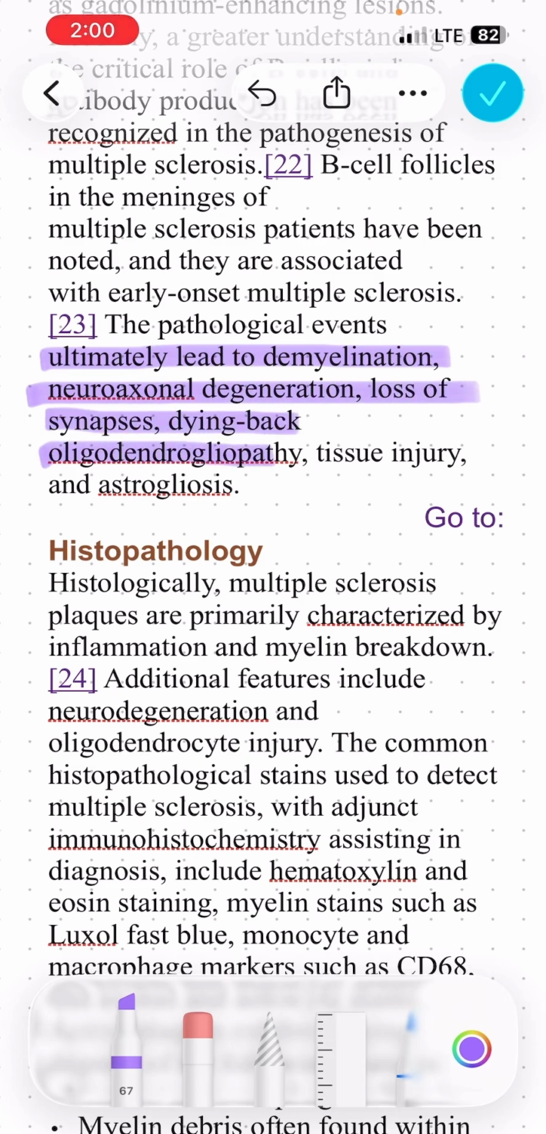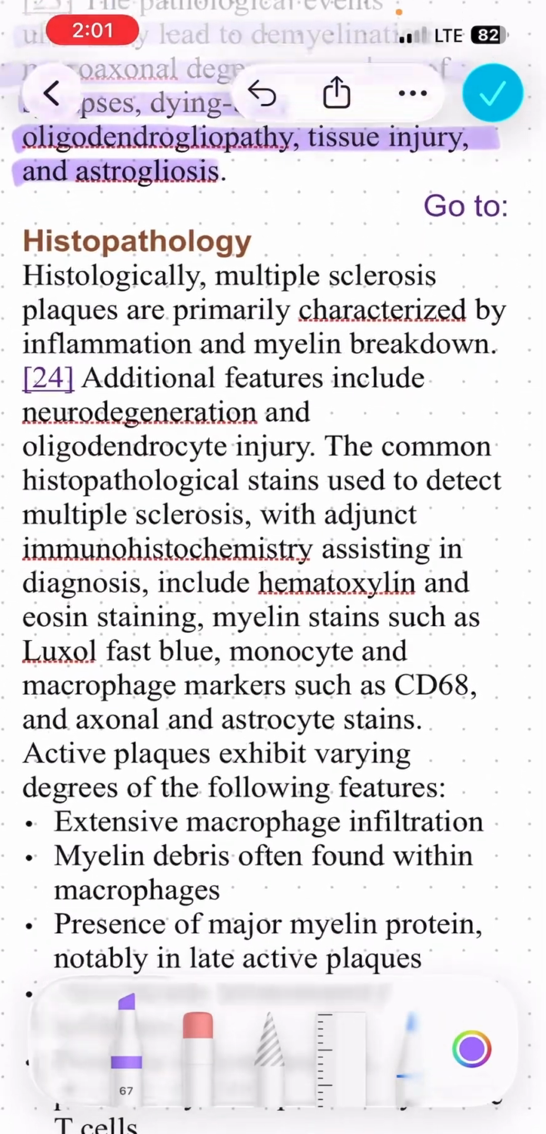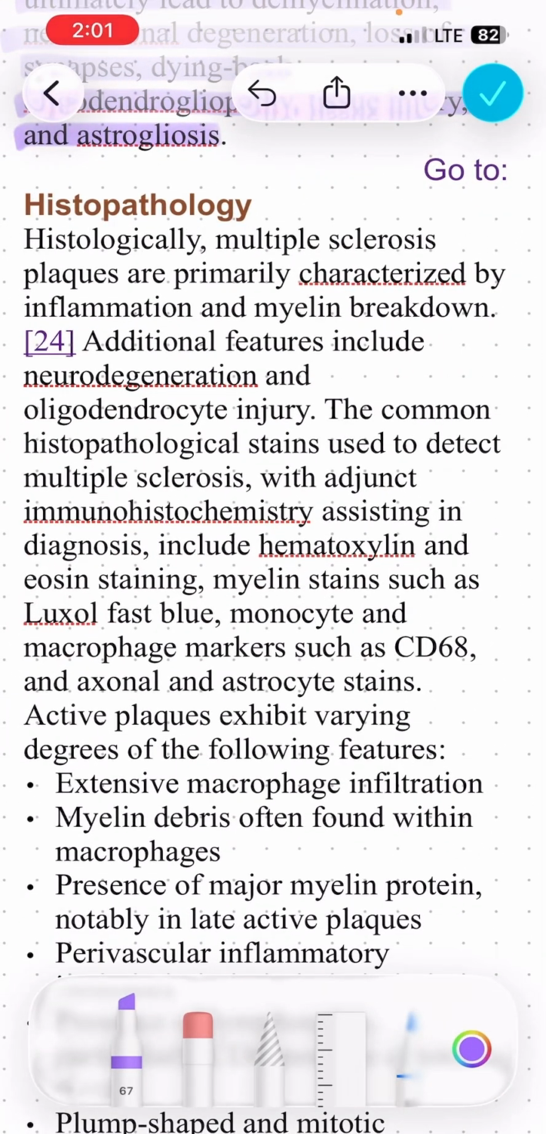dying back, oligodendrogliopathy, tissue injury, and astrogliosis. The damage, whatever it is, results from that degeneration. Now the histopathology. It is characterized by plaques due to inflammation and myelin breakdown, neurodegeneration, and oligodendrocyte loss. The terms keep repeating because these are very important terms. We can't skip them.